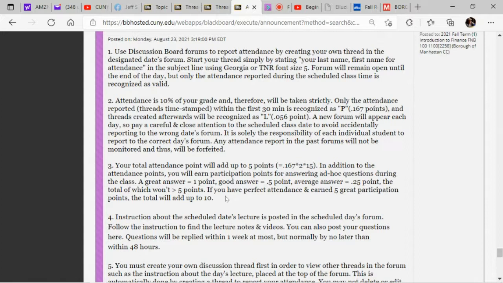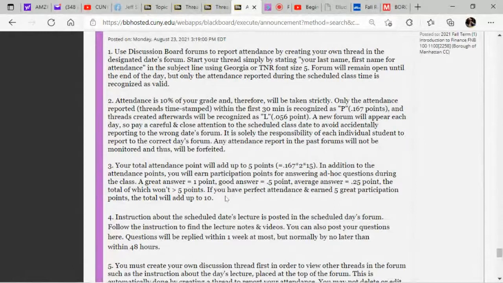Basically you must leave your physical proof of attendance. So you must report attendance in the discussion board, and you must do it within the first 30 minutes. I allow 30 minutes because some people have internet connectivity issues and sometimes have a hard time connecting. So you must report attendance within the first 30 minutes. Otherwise, after that, it will be marked as late. And late is one third.